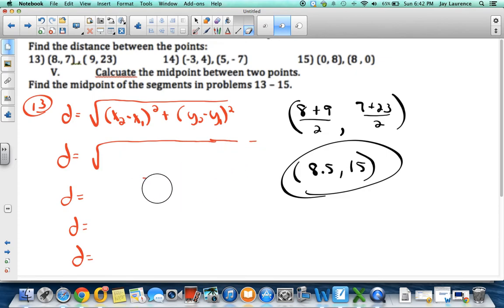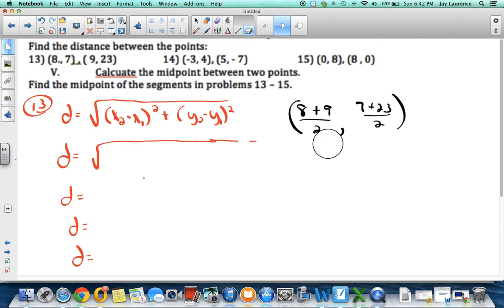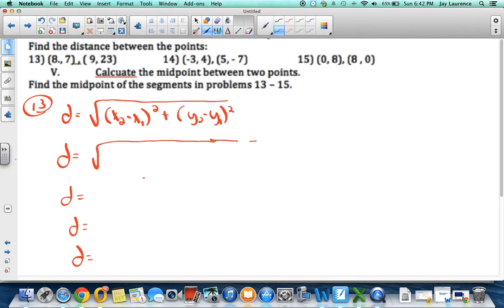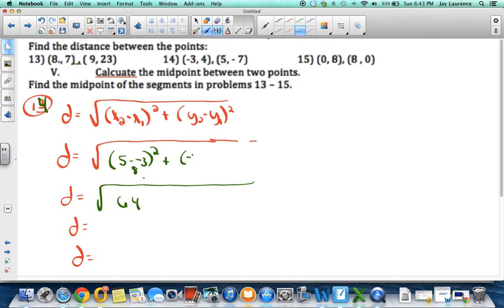All right, and I'll do it the same way. I'll do the midpoint with it as well. All right, this is number 14 now. Okay, so I'm going to subtract. I'm going to go 5 minus negative 3, square it, which is going to end up being 64, right? Because that's going to be 8.